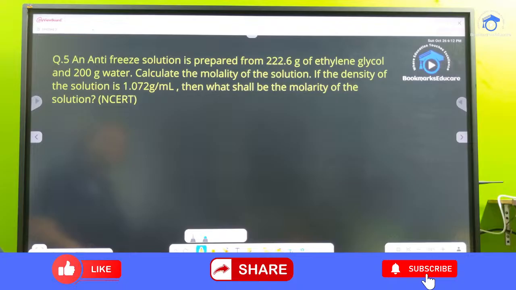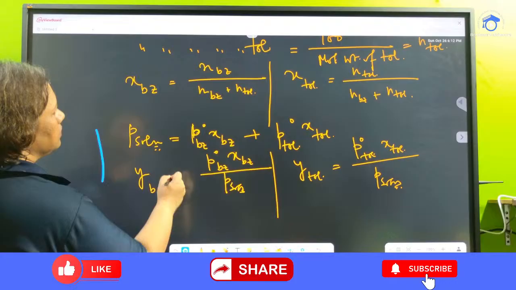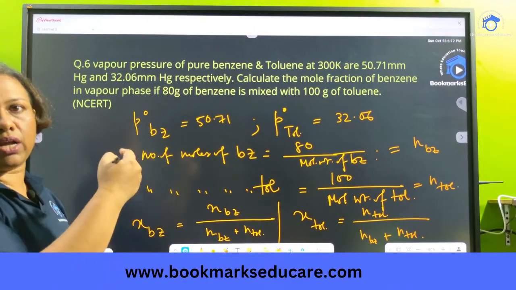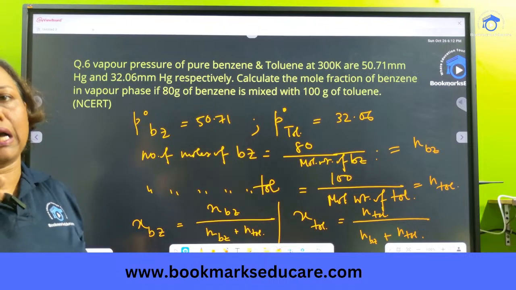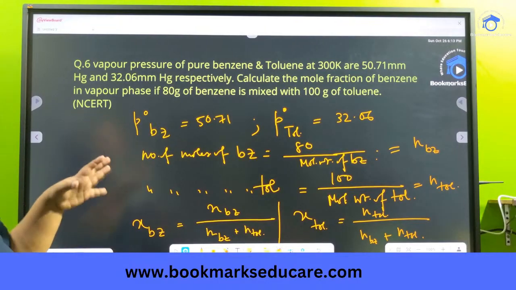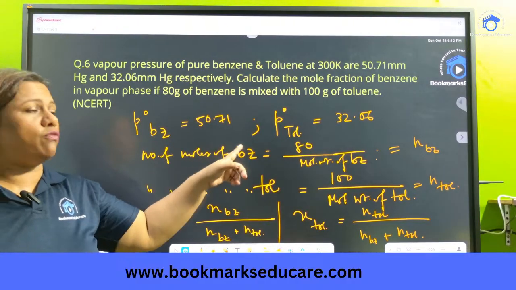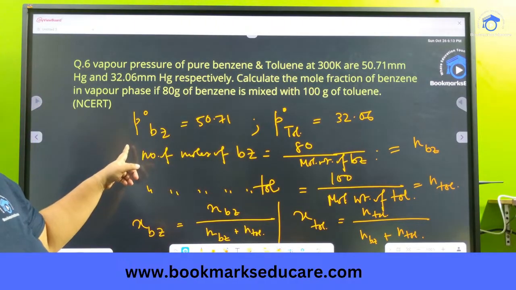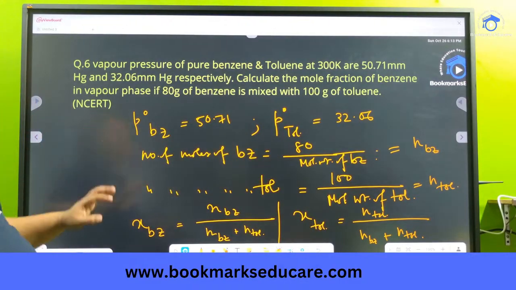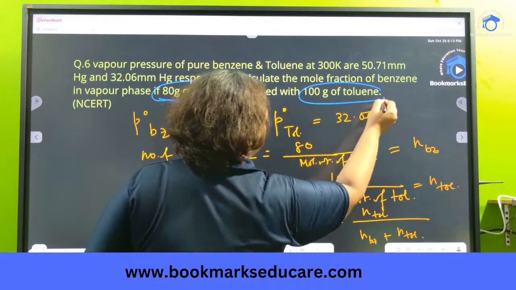The next one. This one is very interesting. It's from NCERT. Previous questions were few from NCERT, few from CBSE, ISC, and this is from NCERT. This is for ideal solution. The benzene and toluene mixture, दोनों का pure form में BZ is for benzene, TOL for toluene. Okay. So this is the pure form का vapor pressure and this is also for pure form का vapor pressure. And क्या बोला है कि 80 gram of benzene is with 100 gram of toluene.